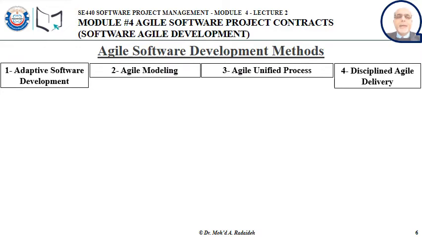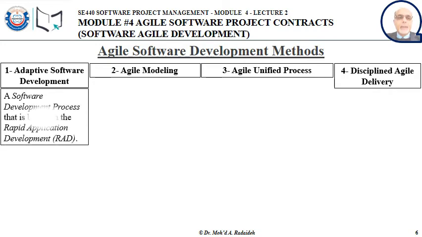We look at the adaptive software development method, the agile modeling method, the agile unified process method, and the disciplined agile delivery method. The first one, the adaptive software development method, is very much like the RAD, the Rapid Application Development methodology that we explained in detail in one of the lectures of Module 1.